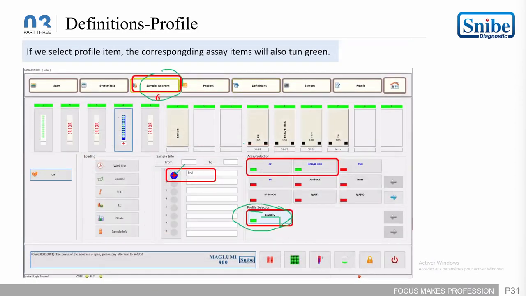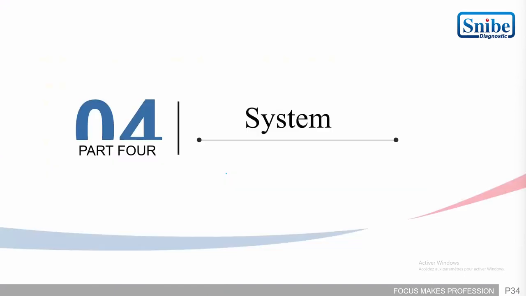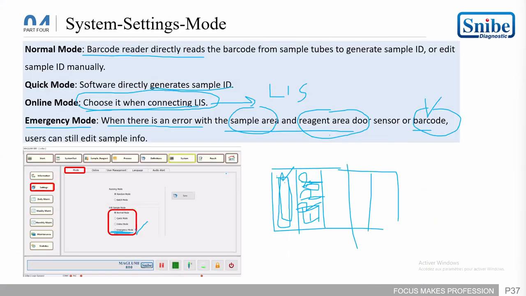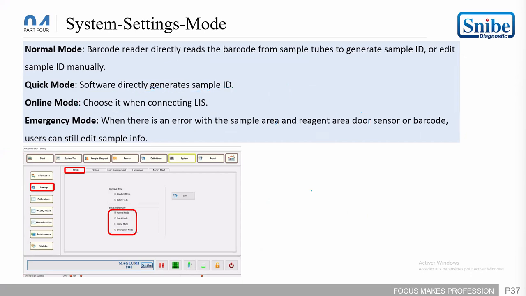You can see here, if the barcode reader is not working, you will get this situation. You cannot select the rack and enter the ID by yourself. But if you select emergency, it will display the rack. Then you click the rack and enter manually until the engineer arrives to fix the problem. So you can continue using the analyzer by editing the sample ID manually.